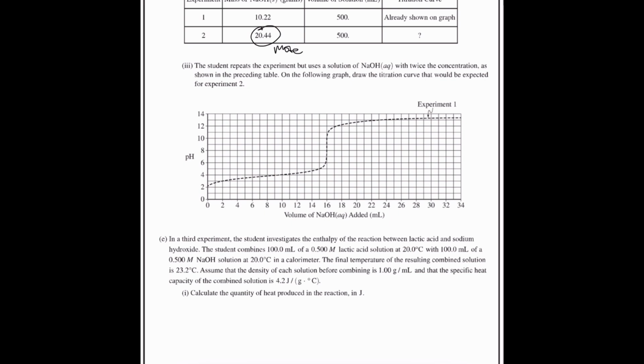Whoops. Okay. So you have to draw the curve, and since it's twice the amount with the same volume of solution, the half equivalence point of experiment 1 will be the actual equivalence point of experiment 2, because it's just exactly double. I'm like geeking out right now.